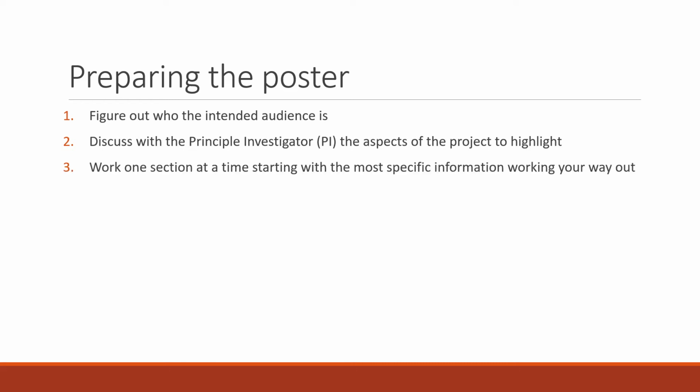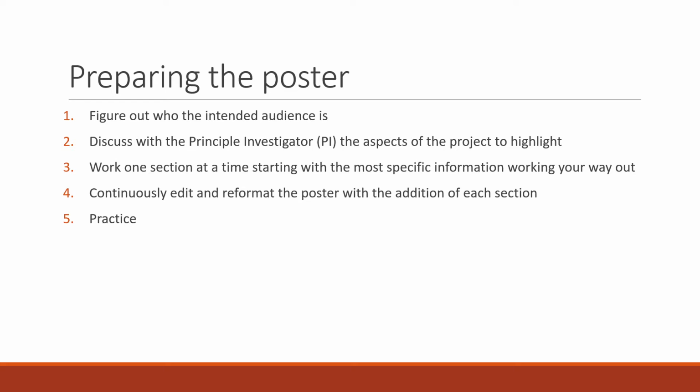Next, you want to begin working one section at a time, starting with your most specific information. In general, this means that you're going to be working with your results and your materials and methods section first, and then broadening out to your discussion and introduction. As you add each successive section, figure, table, any visualization, you're going to want to look back, edit, and reformat your poster as needed.